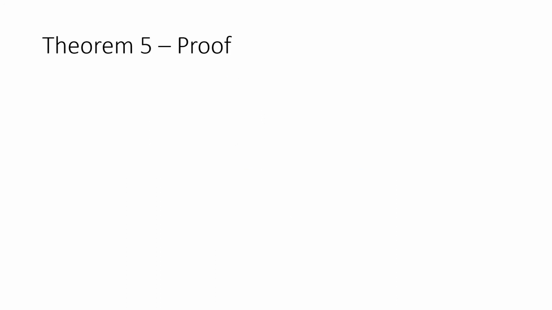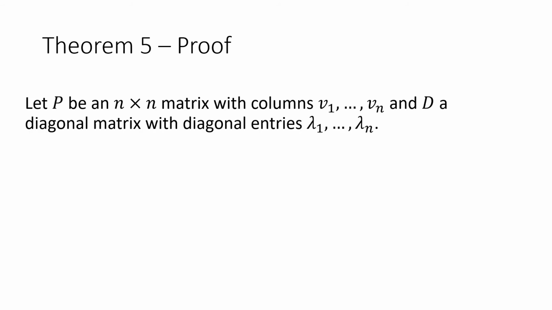So, Theorem 5. Let's look at the proof of it. Let's start with just some general statements. Now, with Theorem 5, you'll note it said an if and only if. So it said that it's diagonalizable if and only if these conditions hold around the matrix, or around the eigenvalues. So let's start. Let's say that we have P, just in general. P is any matrix with columns v1 through vn, and D is a diagonal matrix with those entries.